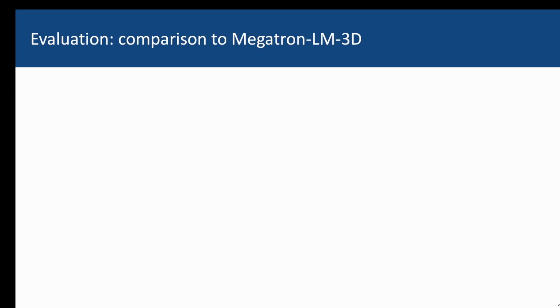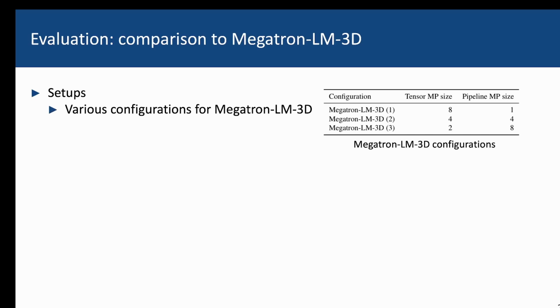We also compare our system against Megatron 3D on P3dn instances. For a fair comparison, we disabled customized kernels on both sides. We followed the takeaways from the Megatron 3D paper to tweak the performance of the Megatron system, and we listed the configurations in the right table.